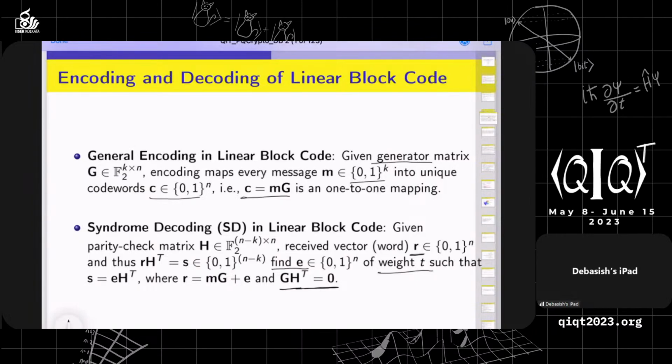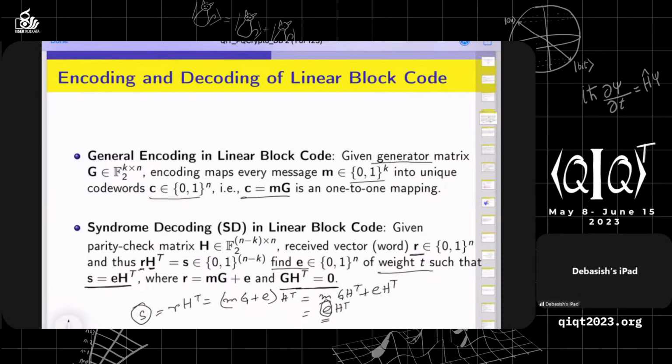This equation will remain, because I have R and I have H. So R times H transpose. R is nothing but mG plus E. If you multiply by H transpose, it will be mG H transpose plus E times H transpose. So E H transpose is my syndrome. If there is some error which is able to be corrected, you will get a syndrome. So this is the basic decoding. If there is no error, the syndrome will be 0.